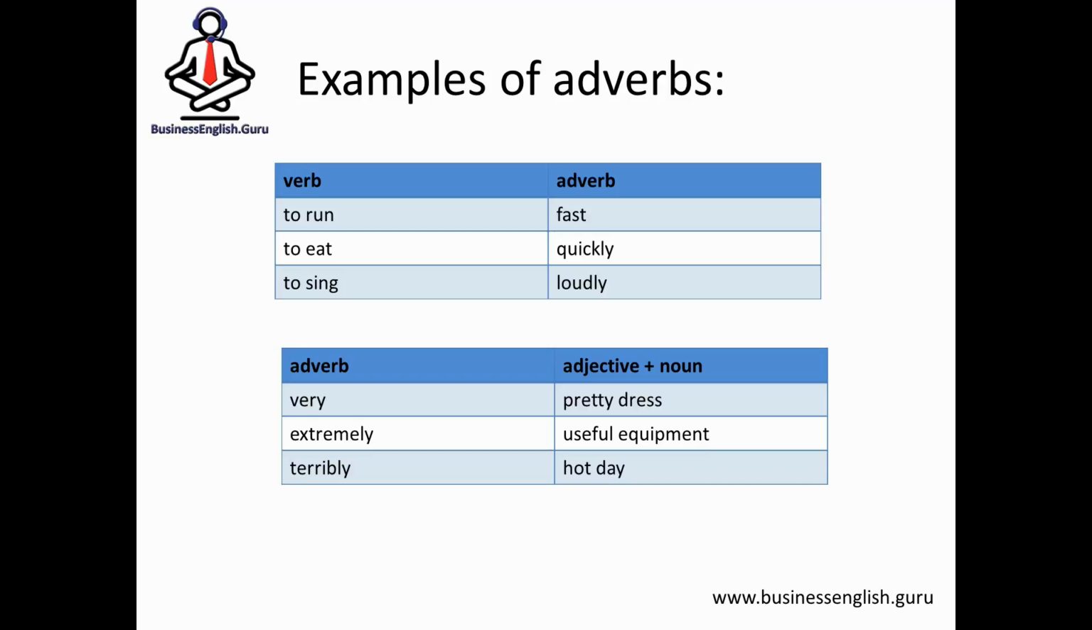An adverb added to an adjective modifies that adjective. So a pretty dress becomes a very pretty dress. Useful equipment becomes extremely useful equipment. And a hot day becomes a terribly hot day. So you can see that the adverbs give an element of emphasis in each of these cases.